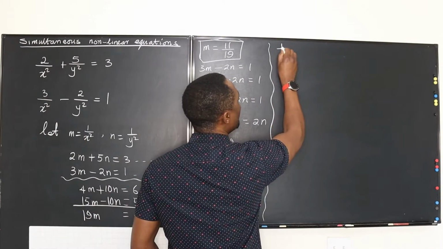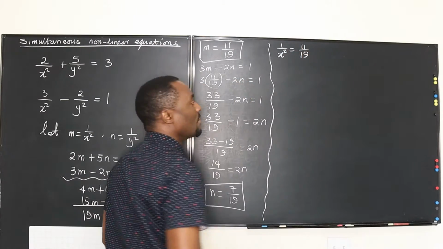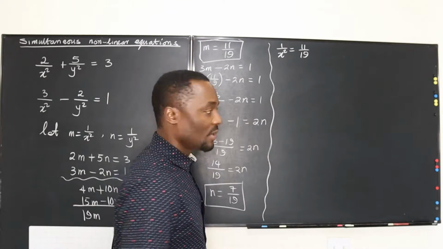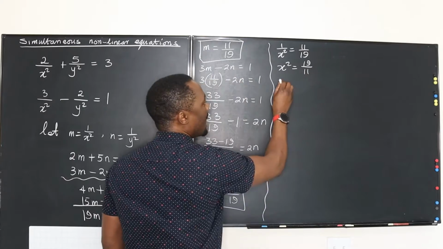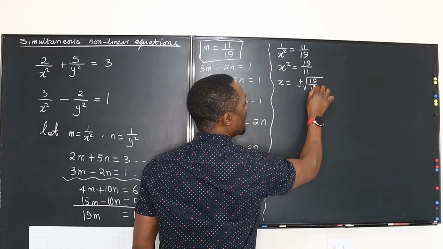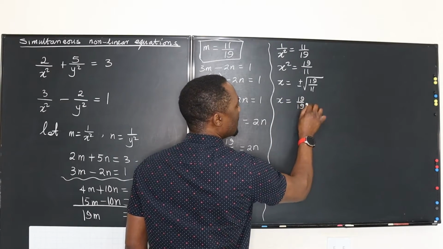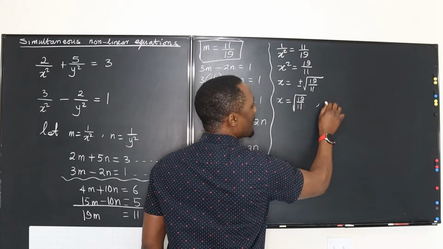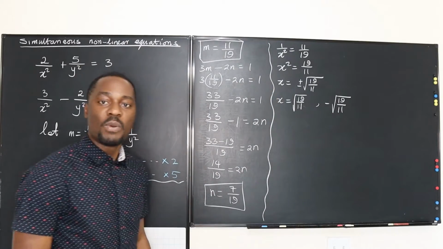So we say 1 over x squared equals 11 over 19. Remember, if you want to get the reciprocal of this, which will be x squared, it will be the reciprocal of the other side. So we have x squared will be 19 over 11, and x will be plus or minus the square root of 19 over 11. So we come to the conclusion that x equals the square root of 19 over 11, or negative square root of 19 over 11. Those are the 2 possible answers.